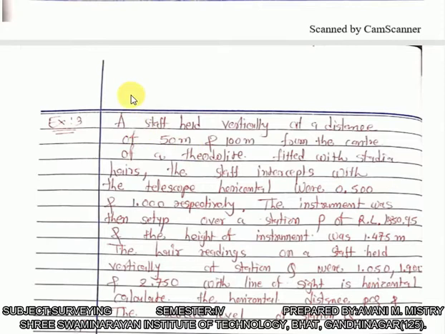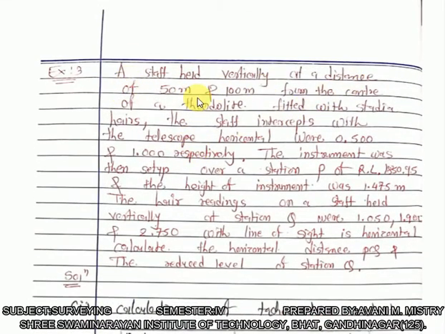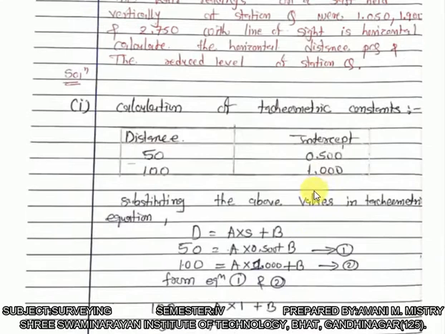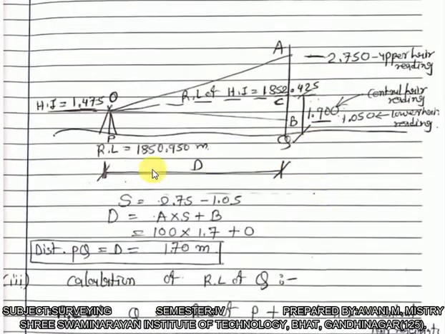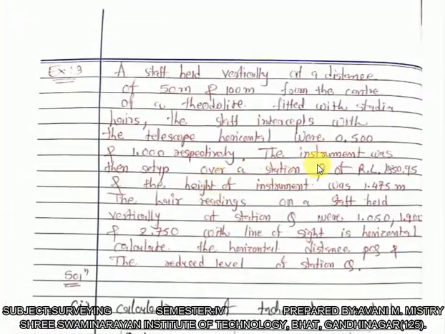Then example number 3. Staff held vertically at a distance of 50 meter and 100 meter from the center of a theodolite fitted with a stadia has staff intercepts with the telescope horizontal of 0.500 and 1.000 respectively. The instrument was then set up over a station. Here we set the instrument at station P, and the RL of P is equal to 1850.95.